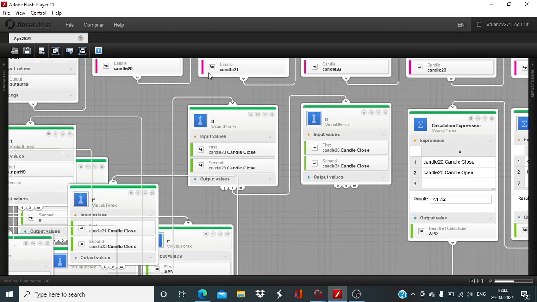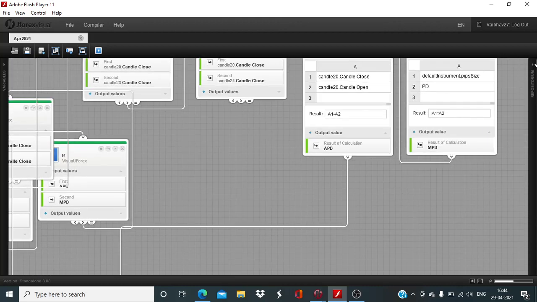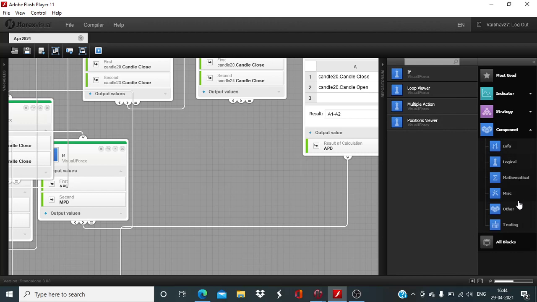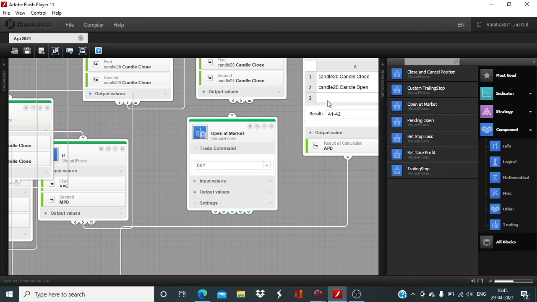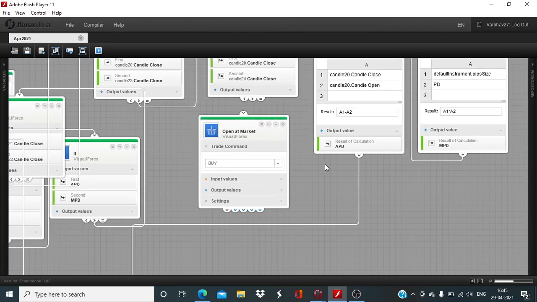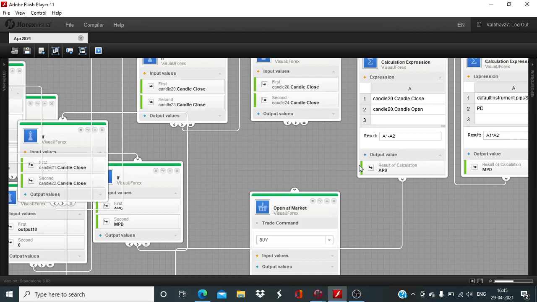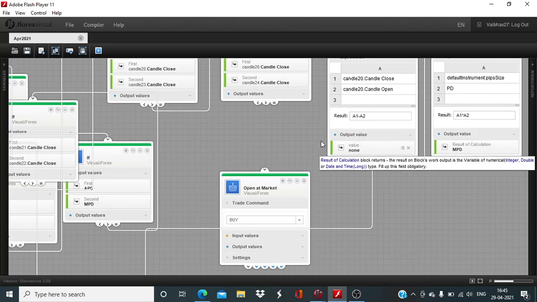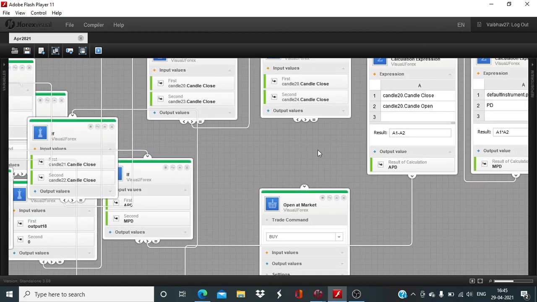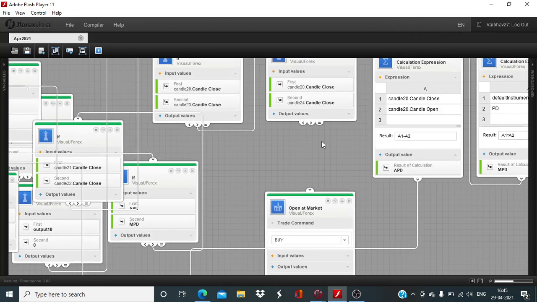Okay, now is the time to bring in the trading block. We can use any of these pending open or open at market to keep it simple. This time around I will be working with the open at market, but we'll keep the stop loss and target price dynamic depending on this price difference. So whatever is the price difference, even 100% of it or 150% of it can be kept as a stop loss, and twice of the stop loss should be considered the target price.